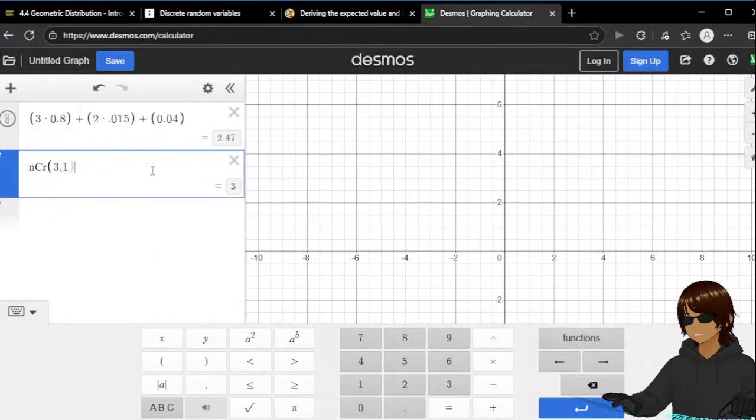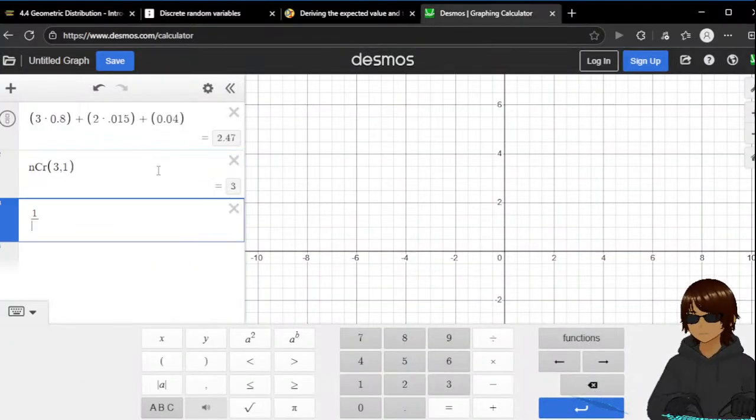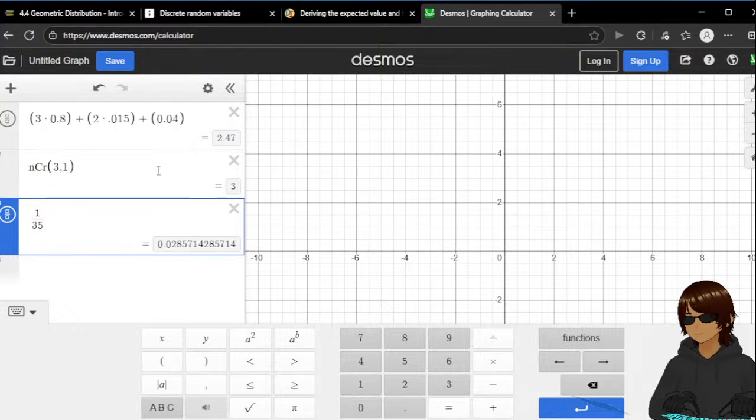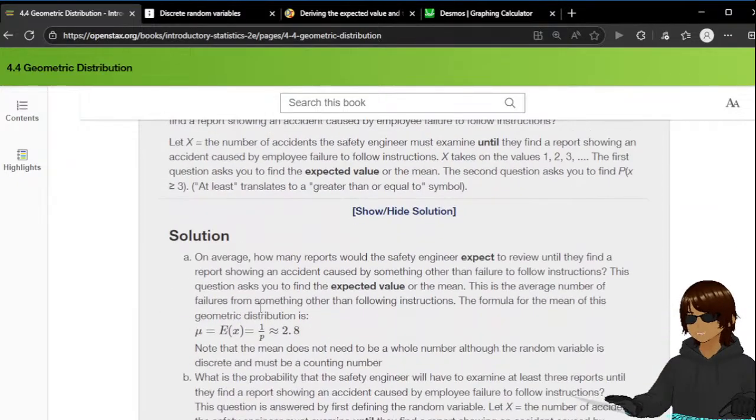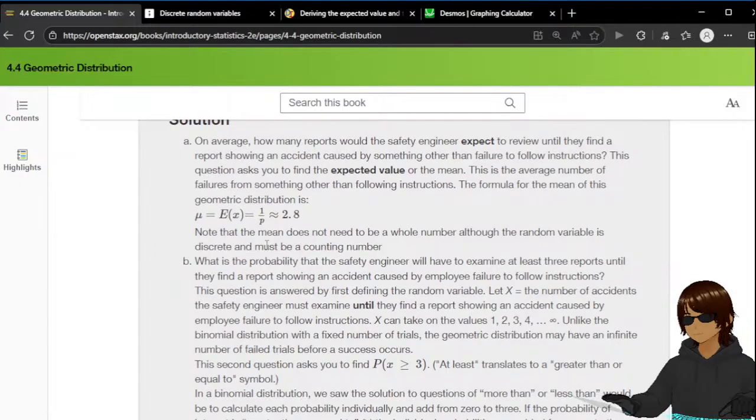So 35% of success. 1 over 0.35. So I'm expecting 3. Now the mean does not have to be a whole number, although the random variable is discrete and must be a counting number.